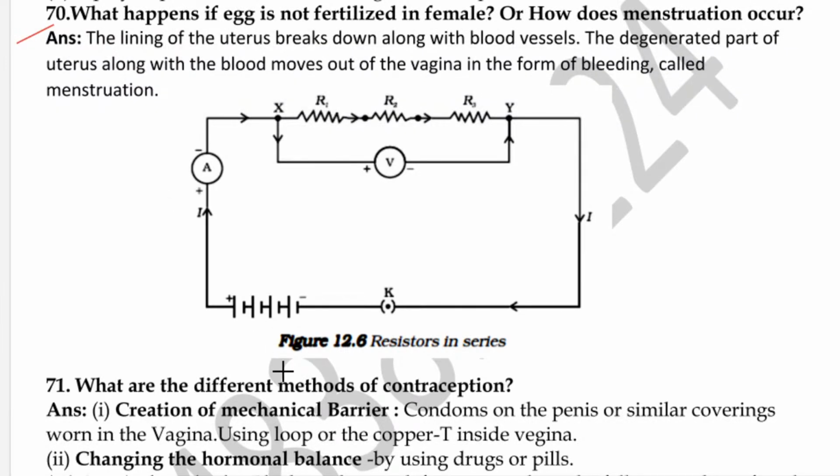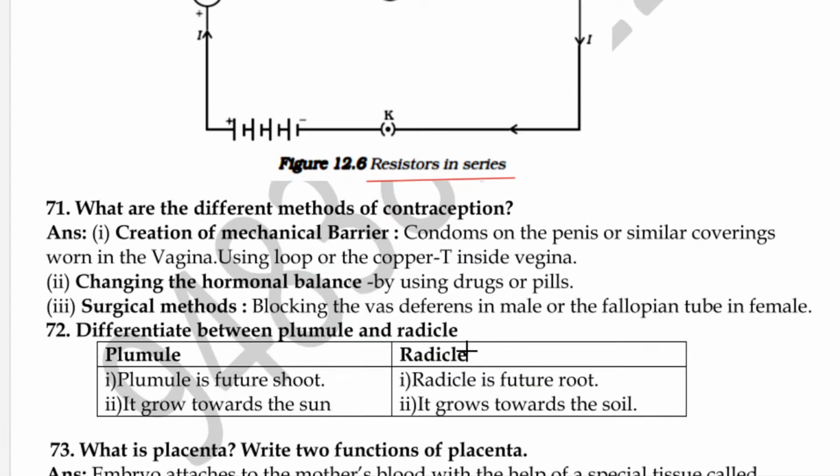One more diagram, important for the examination, resistors in series. Question number 71. What are the different methods of contraception? Number 1. Creation of mechanical barrier. Condoms on the penis or similar coverings worn in the vagina, using a loop or the copper T inside the vagina.